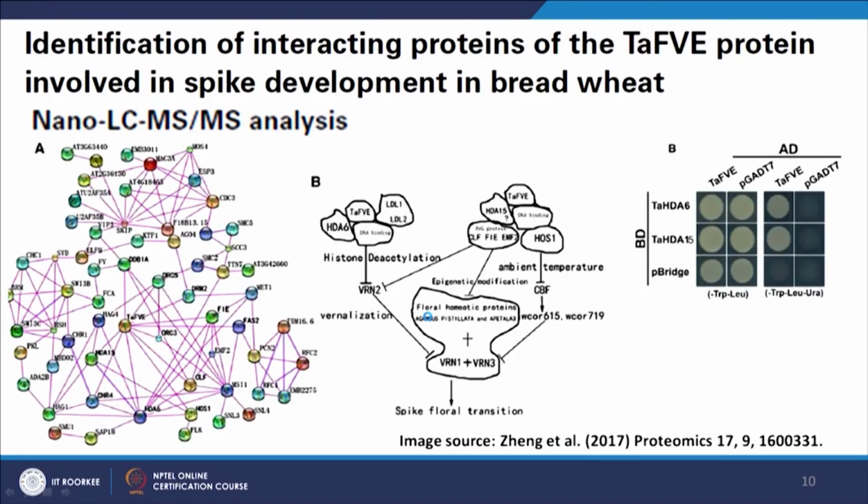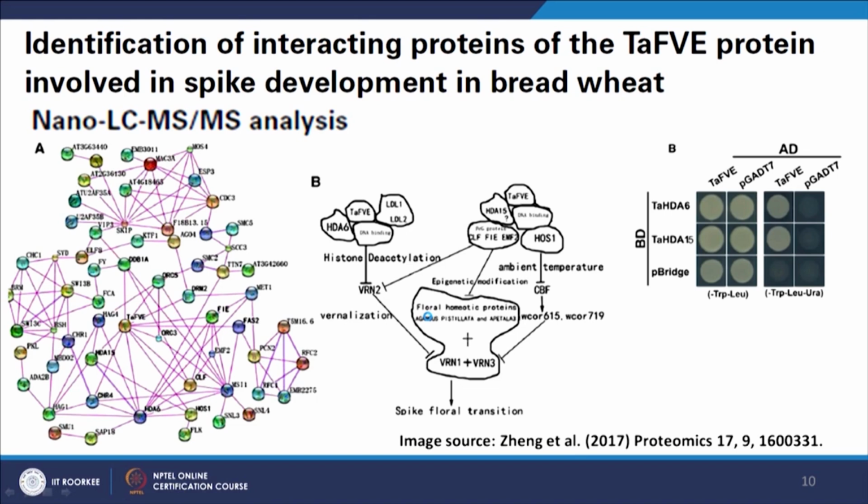This is an example of pull down followed by mass spectroscopy. I will not go into the detail, but why I want to tell you here is that you can do it at the global level. So, you can tag a protein, you can use that tag and an antibody against the tag, you can do the pull down, and then you can identify all the proteins through mass spectroscopy at the global level, to identify all the proteins which are interacting with a particular protein.